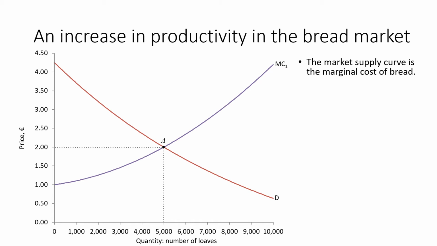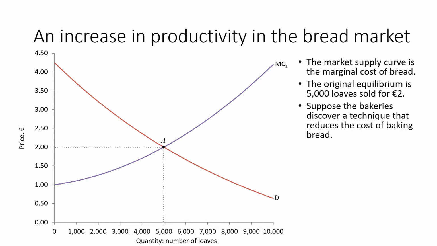So the market supply curve, remember, is the marginal cost of bread. Here again, the first loaf for every bakery costs them just €1. And as they produce more and more bread, there are too many cooks in the kitchen, or for some reason, the cost of producing bread increases the more loaves they produce, presumably because they're running into the capacity of what their bakery can do given its size. The original equilibrium is 5,000 loaves sold for €2 each.